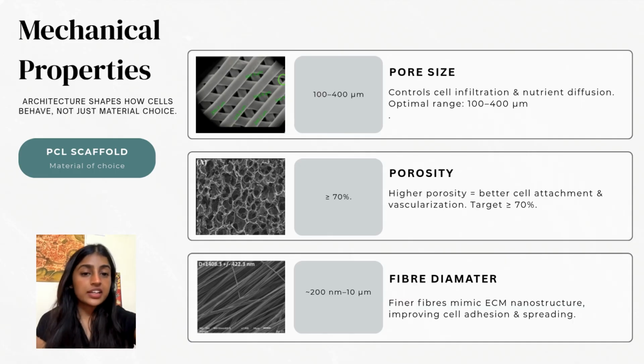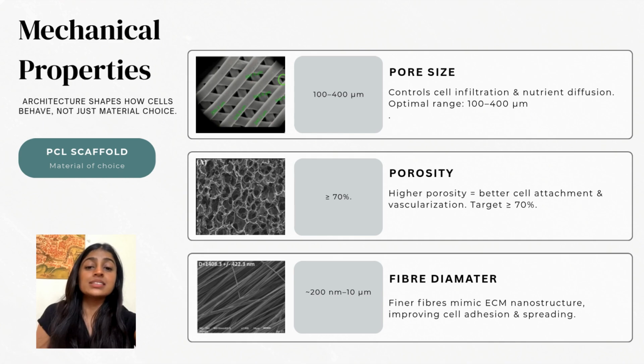The scaffold architecture matters as much as the material. A reticular porous design allows cells to infiltrate, multiply, and grow while maintaining compressive strength. Pore size, porosity percentage, and fiber diameter all directly affect how well cells attach and survive. Think of it like a 3D net. The geometry determines whether cells settle in or pass straight through.